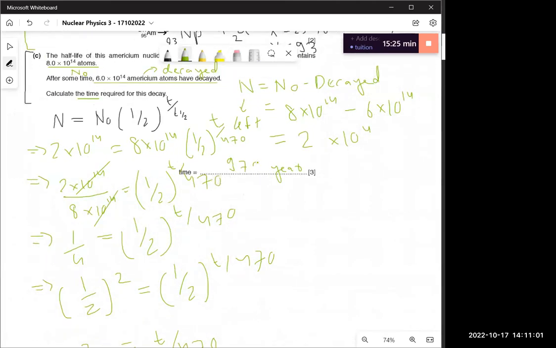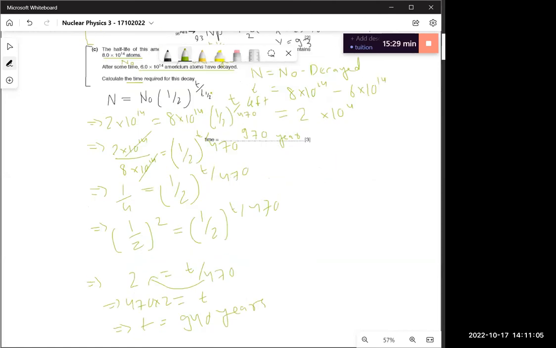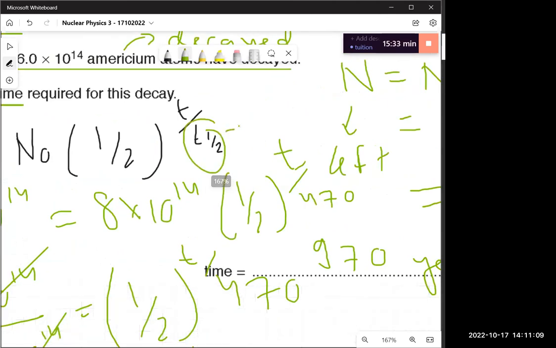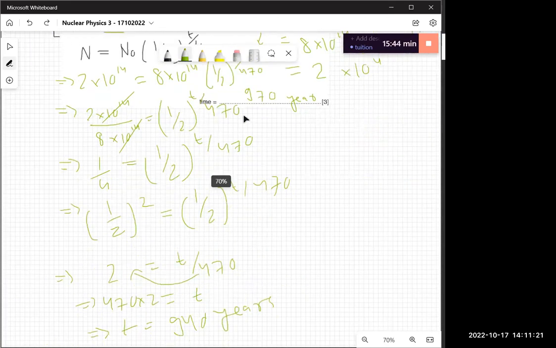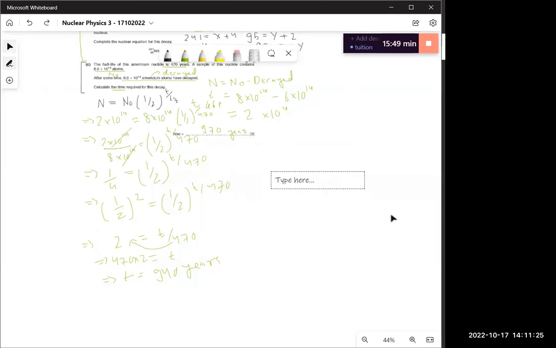Because it says over there in the formula, t divided by t 1/2. So half of 470. Now we don't do t half. T half is equal to 470. It's not t divided by 2. Is that clear? Yep. So t half is like a symbol. It's not being multiplied, it's a symbol. Okay, now we got the answer as 940. I want you to write the method.